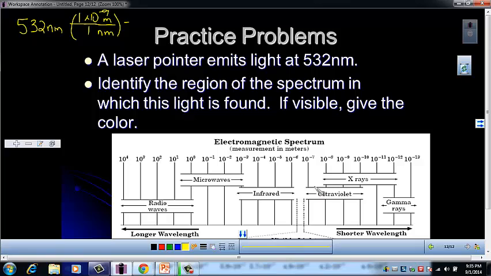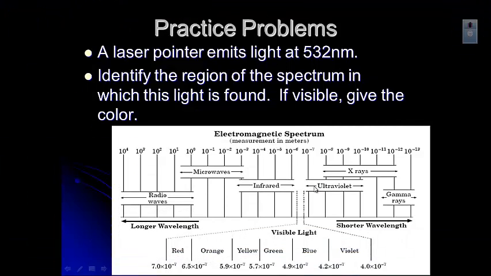And when you punch that into your calculator, you should get 5.32 times 10 to the -7th meters. So now I'm going to click that off so we can look at the chart. We're going to come down here and look at our information on our spectrum. So what you want to do is find 10 to the negative 7th meters. That's right here. And because it's 5.32 times 10 to the negative 7th meters, we know that it's greater than 10 to the negative 7th meters.